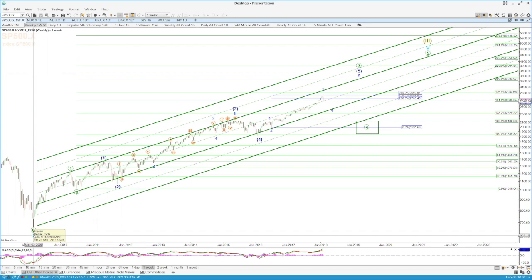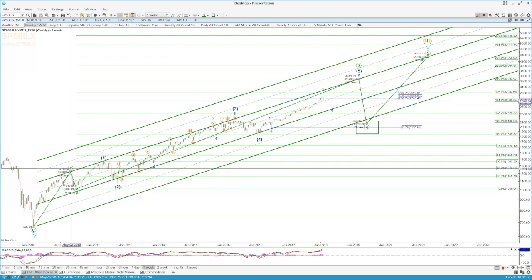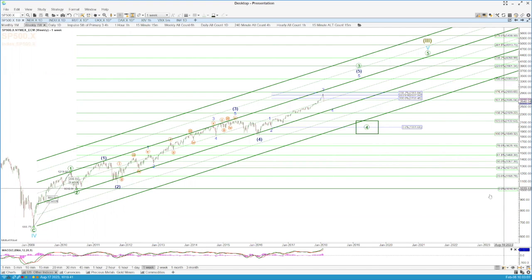Taking this chart, we count 1, 2, 3, 4, 5 waves up for a primary degree wave 1 into the April 2010 high, then the wave 2 back. We then take the length of this wave 1 and project it up off the wave 2 using logarithmic scale Fibonacci numbers.